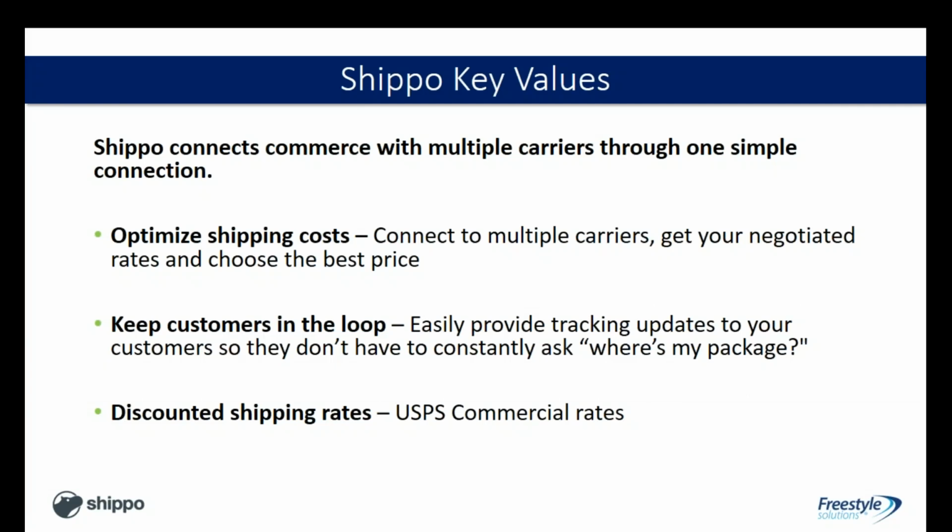And really the essence of what we do is to build a one-to-many connector between commerce and the shipping carriers like USPS, UPS, and FedEx. We connect commerce with carriers through one simple connection. And that allows us to provide our 35,000 customers with the ability to optimize their shipping costs. So you can connect your multiple carrier accounts and get back your negotiated rates for FedEx, UPS, and also take advantage of Shippo's direct USPS license, which offers discounted USPS commercial rates, which our customers love.